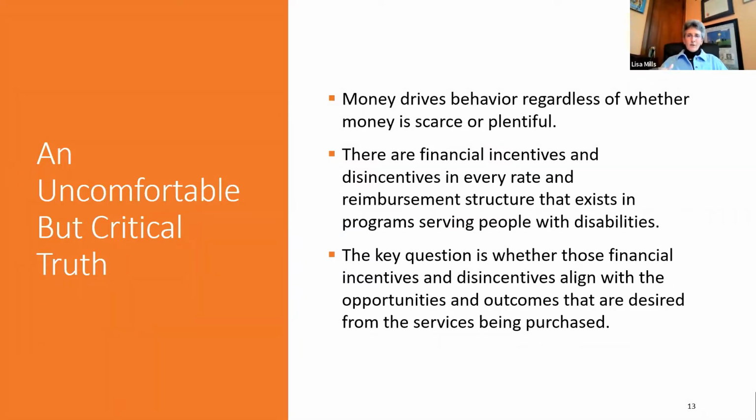And what I've learned over the years in looking at a lot of rate and reimbursement structures out there is that there are financial incentives and disincentives in every structure. You can't have a structure that has no type of incentive or disincentive. So they always are built in. The key question then is whether those financial incentives and disincentives really align with the opportunities and outcomes that you really want to get from the services you are purchasing. And sometimes it's about looking at how to realign the financial incentives that are there to better support outcomes.